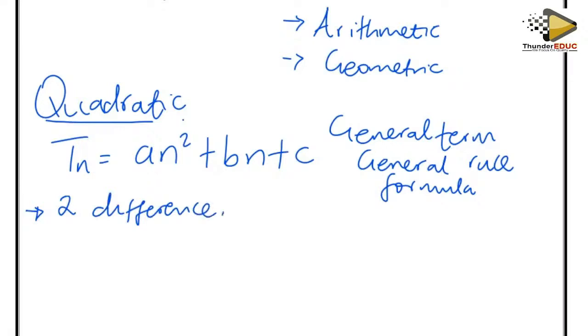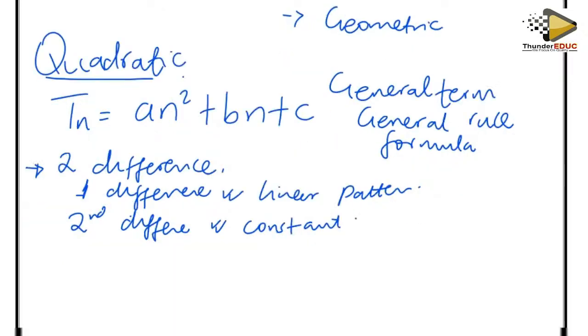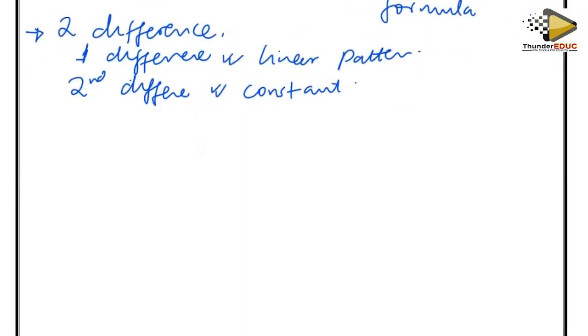We have the first difference, and then we also have the second difference. The first difference forms what we call a linear or arithmetic pattern, and the second difference is what is constant. Let's say we have a basic example.